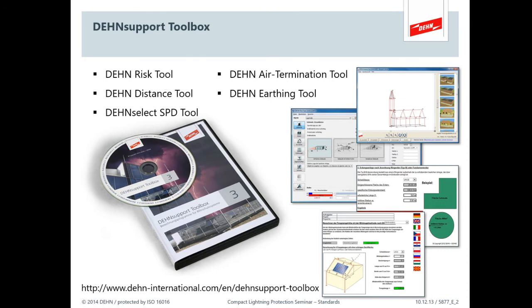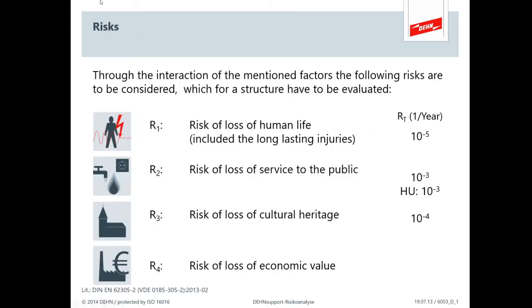Just to summarize, we will do a risk assessment for lightning protection, and we can define 4 different kinds of risk. Risk 1, R1, is the risk of loss of human life, including long-lasting injuries, and you can see here that the tolerable value is 10 to minus 5. Next, we can define the risk of loss of service to the public, R2. The tolerable value is 10 to minus 3.